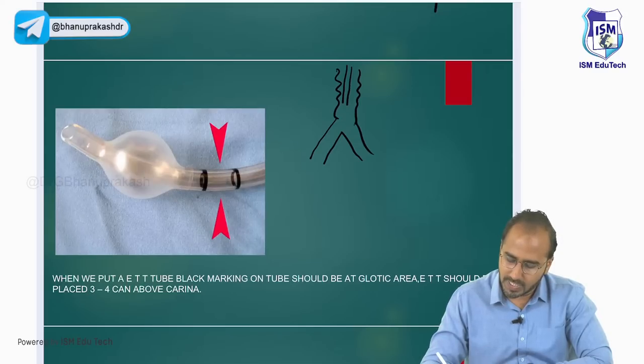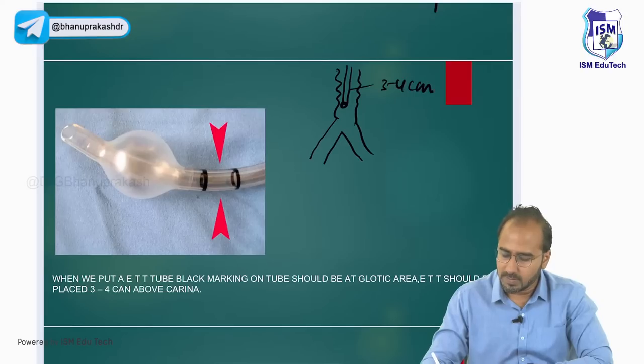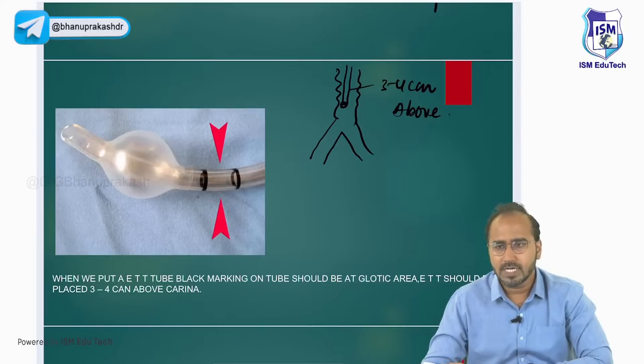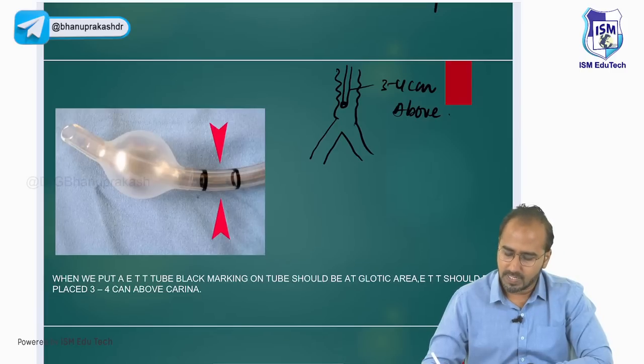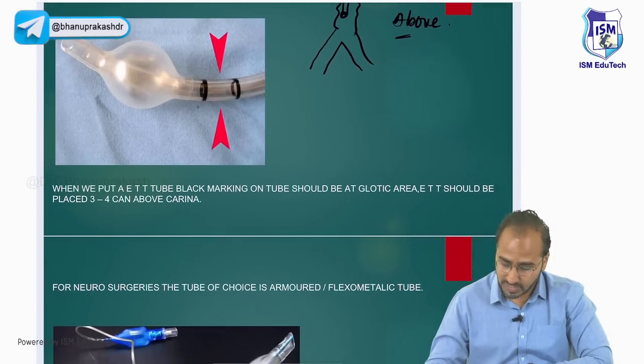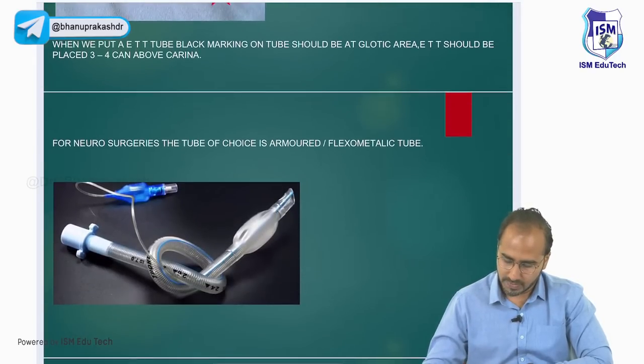Remember, whenever you are putting an endotracheal tube, it should always be placed how much? 3 to 4 centimeters above the carina. Why 3 to 4 centimeters? Because if you put it on the carina, the patient cannot be ventilated adequately. If you put it 3 to 4 centimeters above it, both the lungs can be ventilated adequately. Whenever you are placing an endotracheal tube, place it 3 to 4 centimeters above the carina. Right?